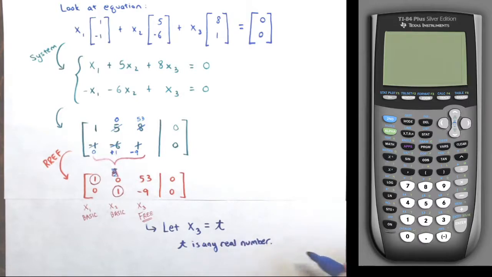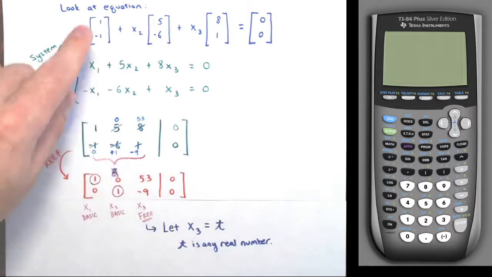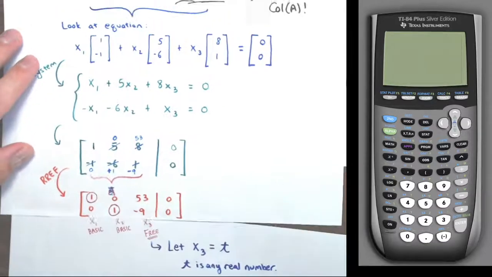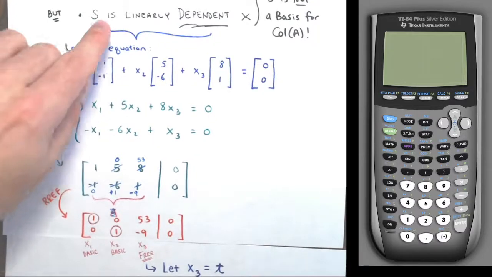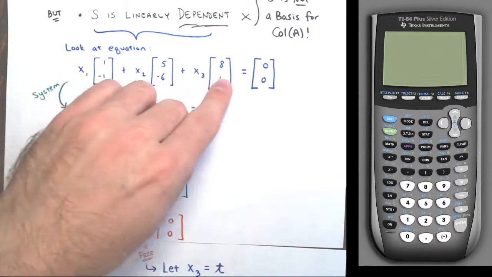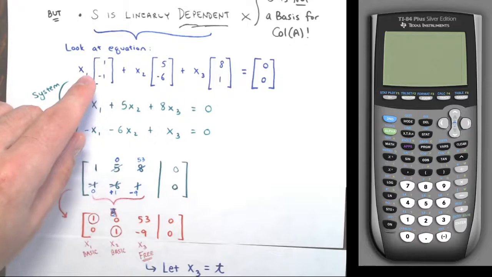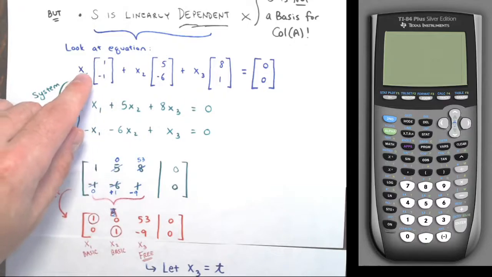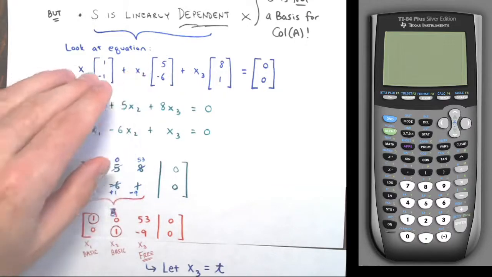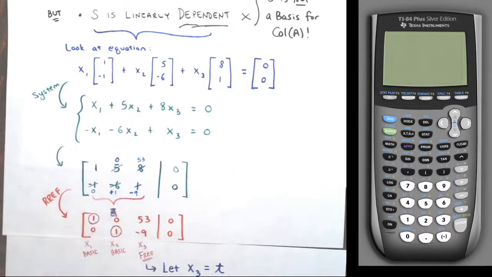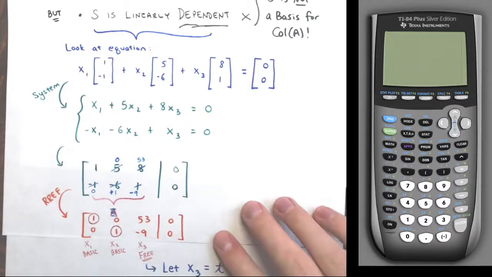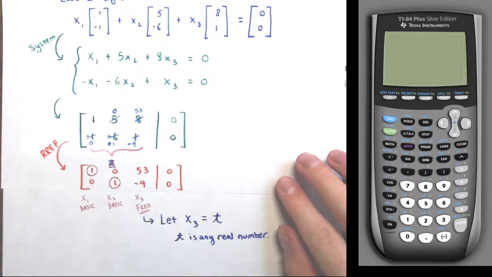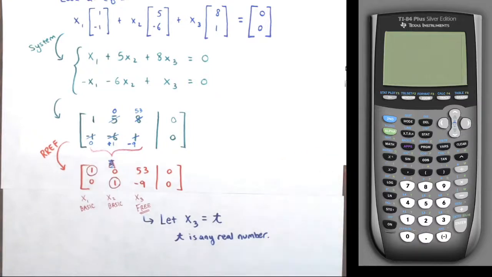Any real number I want it to be. So obviously, that's why this set S is linearly dependent, because this equation here doesn't have just the trivial solution where x1, x2, and x3 are all 0. That's the obvious one, but it's going to have other solutions. It's going to have non-trivial solutions for different choices of my variable t down here. All right, let's actually describe those.